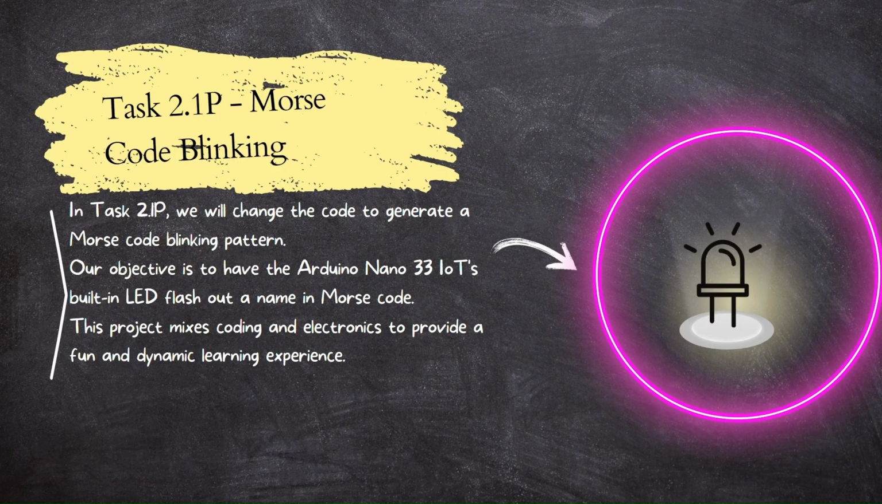Now, our objective in task 2.1 is to have the Arduino Nano 33 IoT's built-in LED flash out in Morse code. This project mixes coding and electronics to provide a fun and dynamic learning experience.